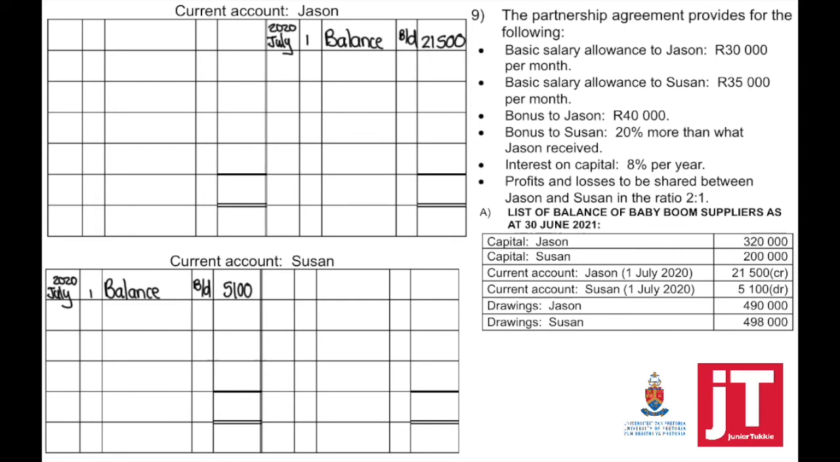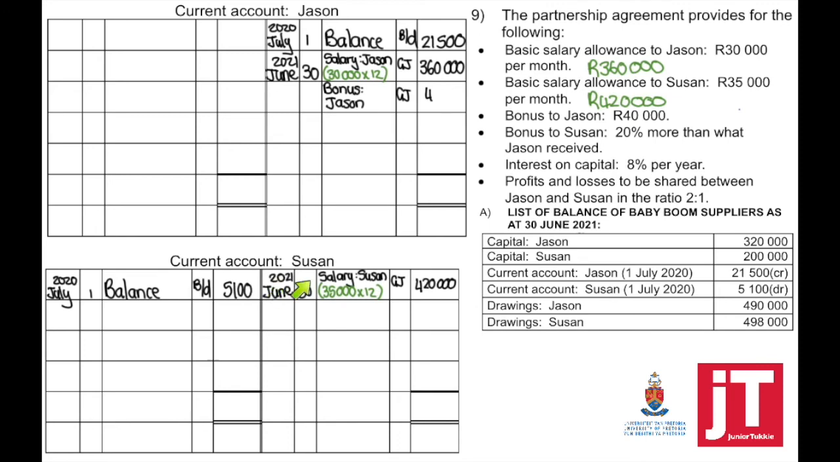Now, if we look at basic salary allowance to Jason is 50,000 per month, which means that the current account is going to be credited of Jason, account debited, salary, Jason, amount 50,000 times 12. Basic salary allowance to Susan, 35,000 per month. The current account is going to be credited for Susan, account debited, salary Susan, with 55,000 times 12.